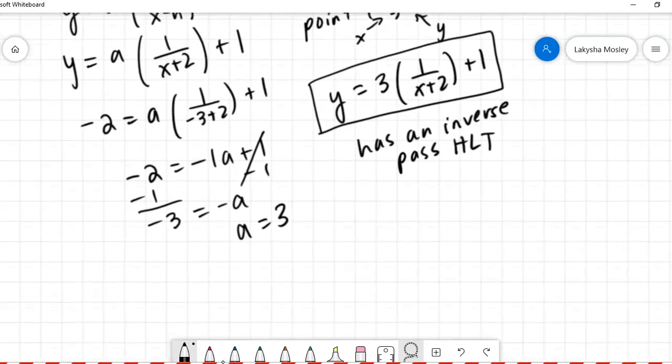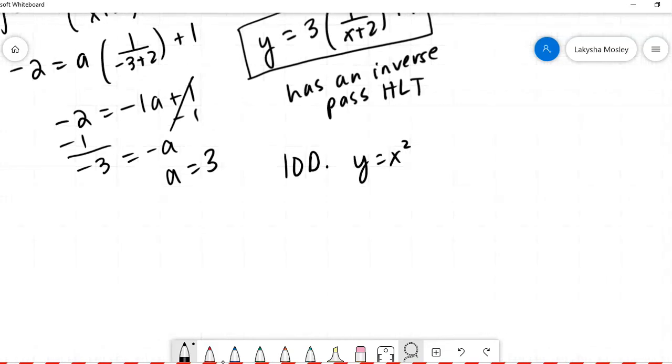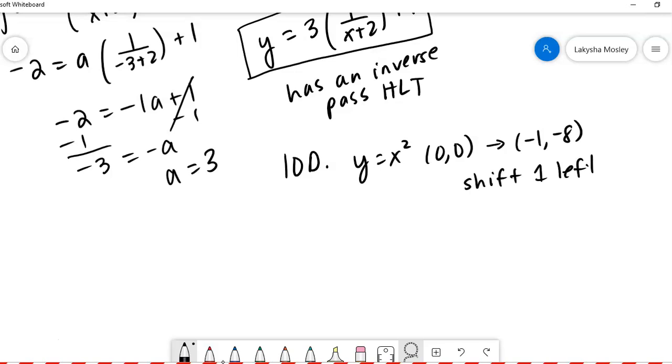All right, last one. I'm just going to give the answer to this one, 10D. For this one, it is a quadratic. I noticed that the vertex is not at 0, 0 like it normally is. It's now been moved to, I'm looking really carefully, -1, -8. So that tells me I shifted 1 unit left and shifted 8 units down.